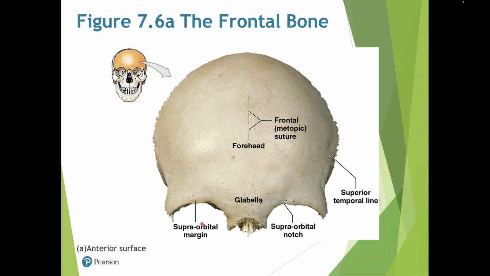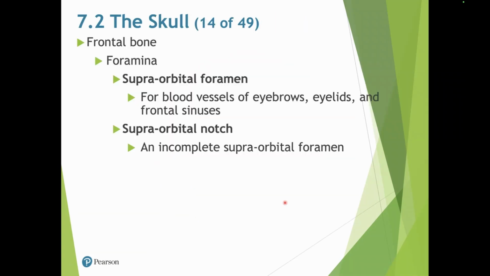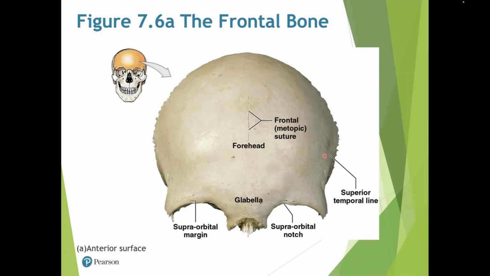So we see here, we have our supraorbital margin, right? The margin and the supraorbital notch. That is an incomplete foramen, as you see from the previous slide. You have your superior temporal line. We saw that on the last slides. Your frontal suture. Some of this is fused on some people, but some is not completely fused.